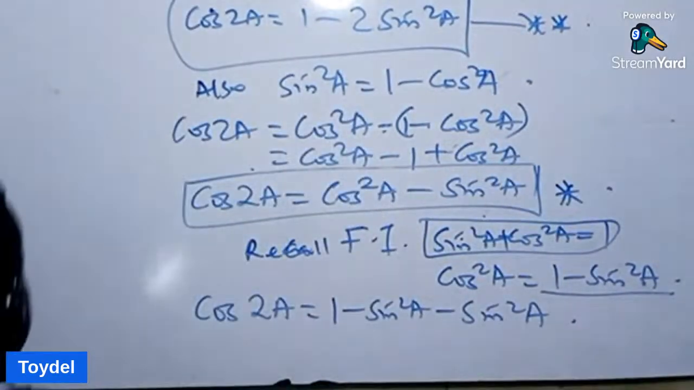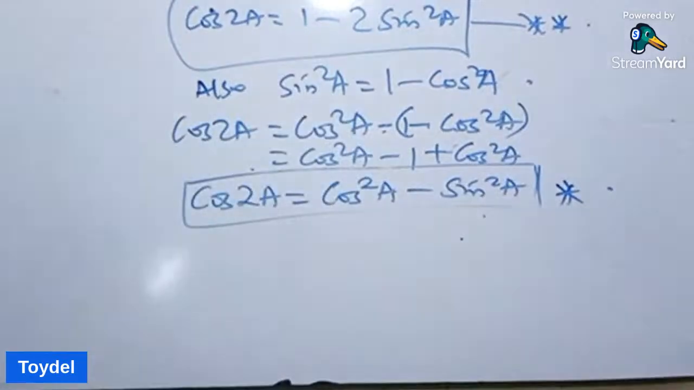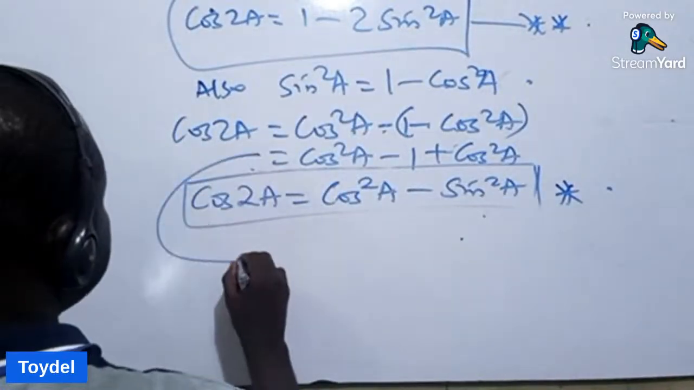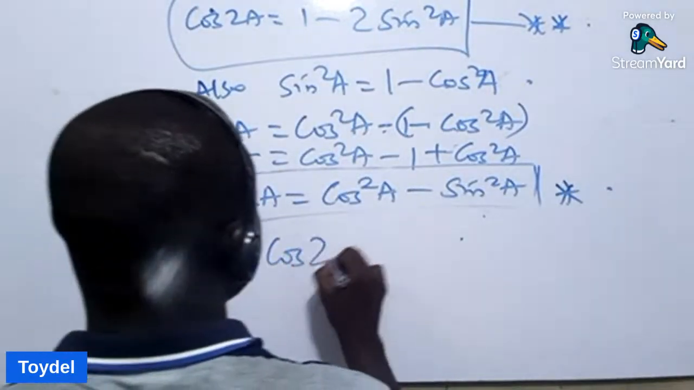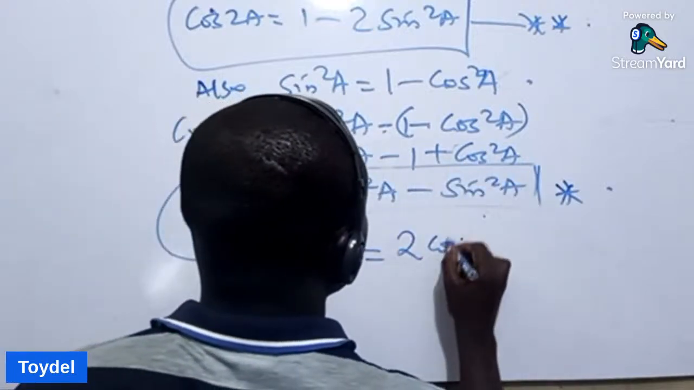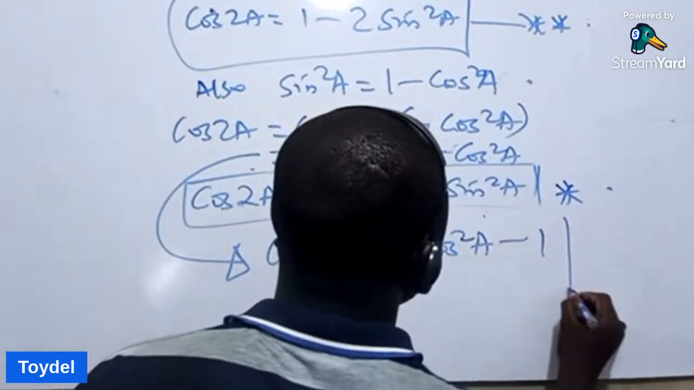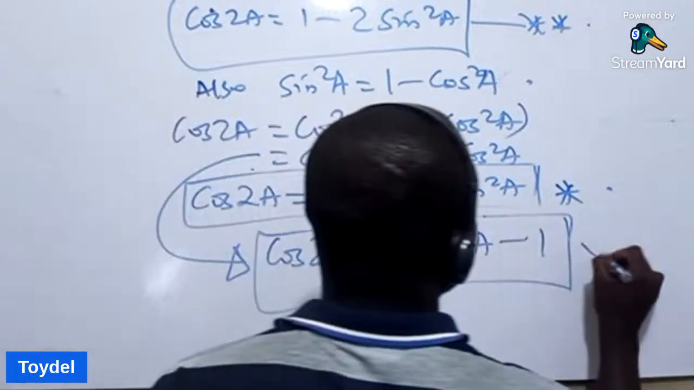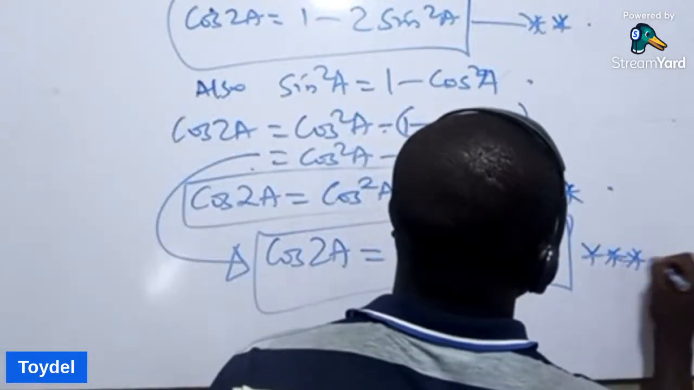This shows that from this point now, we can have our cos 2A to be equal to cos square A plus cos square A. That will be 2 cos square A minus 1. This is the third expression for cos 2A under the double angle.